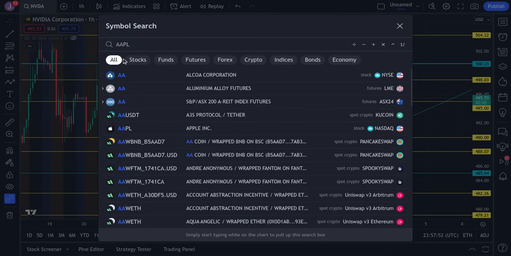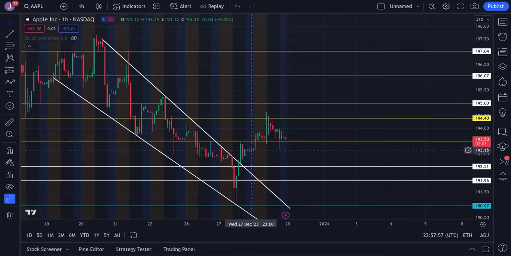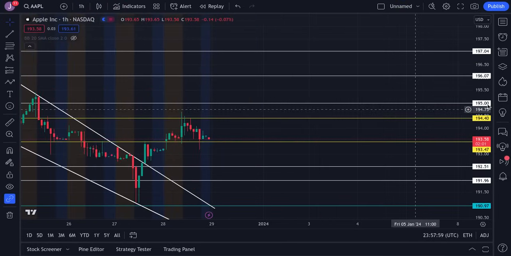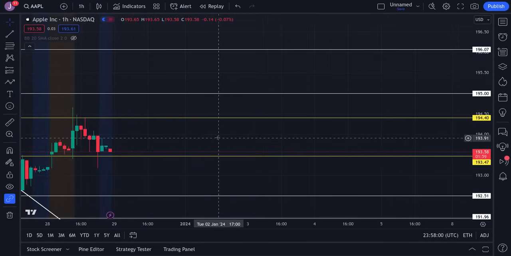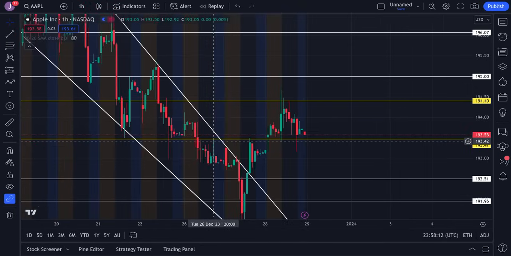For Apple stock, I just want to mention that Apple, in my opinion, got a bullish breakout for now, but we're kind of stuck within a range. We have these two yellow lines, guys. You guys can see them. If we break 194.5, we could turn bullish and break to 195 plus. If we break below 193.5, watch for a pullback towards 192.5.